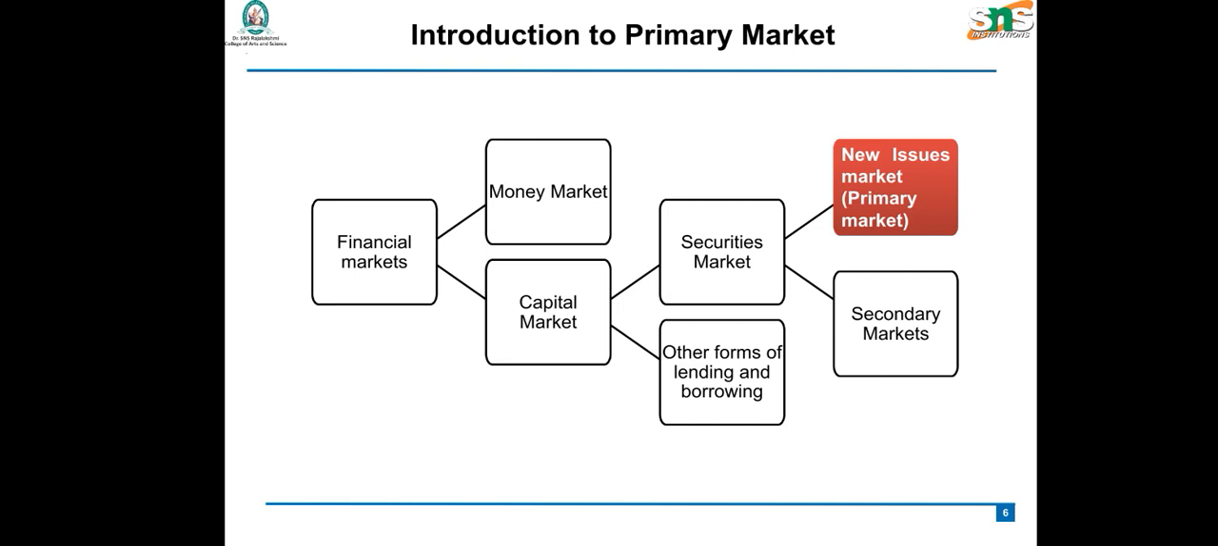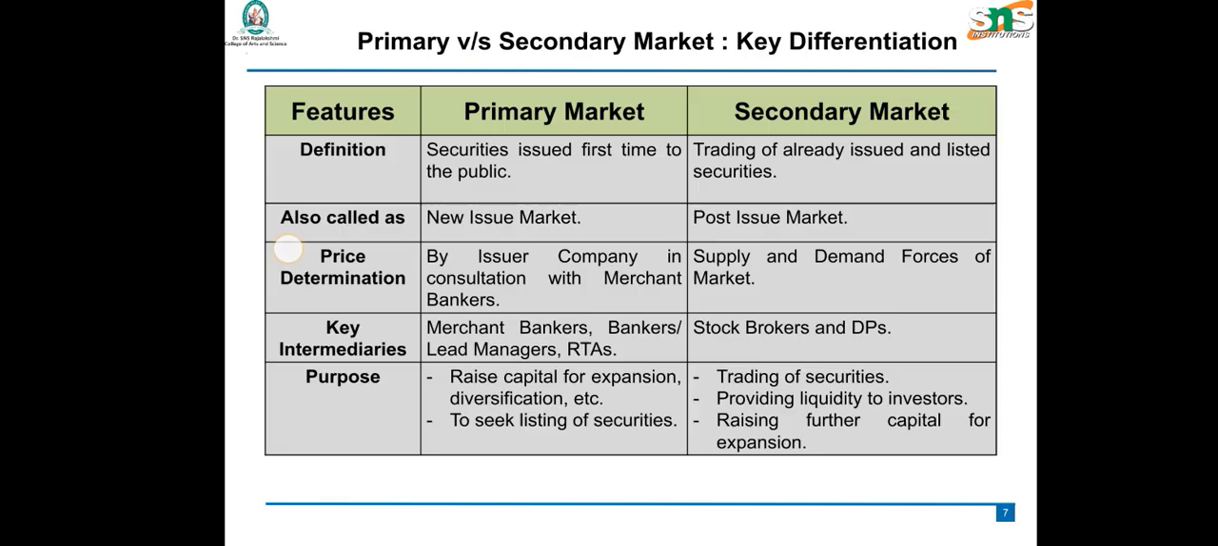This slide depicts the financial markets. It is classified into two: money market and capital market. The capital market is further divided into two: securities market and other forms of lending and borrowing. The securities market is further classified into two: new issue market, that is primary market, and secondary market.